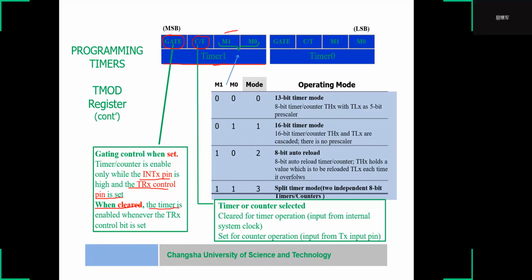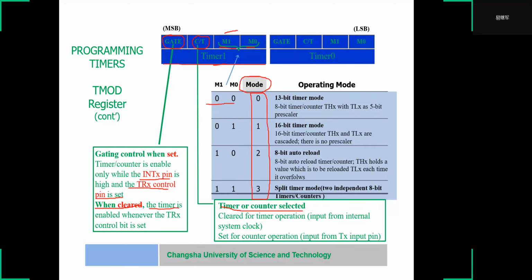C/T, timer or counter selected. You can use this to set the register working as a timer or as a counter. M1, M0 is the mode setting. There are 4 modes for the timer register.